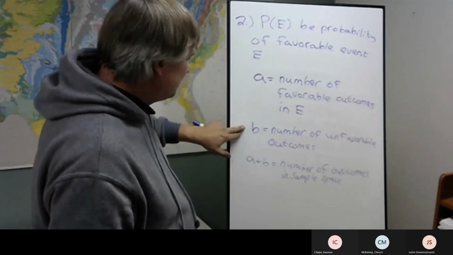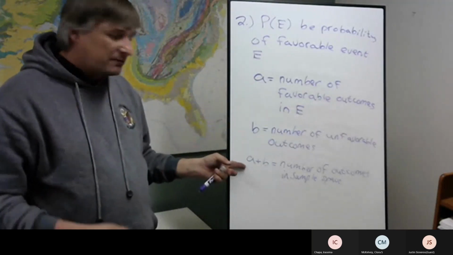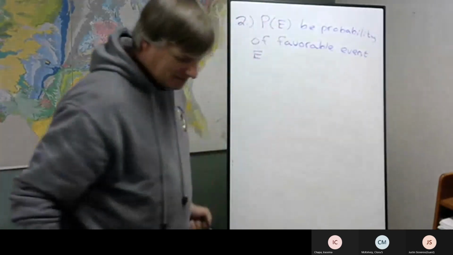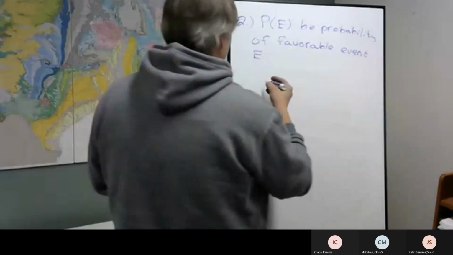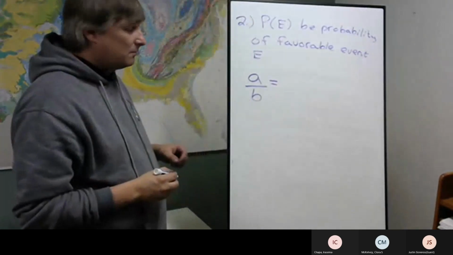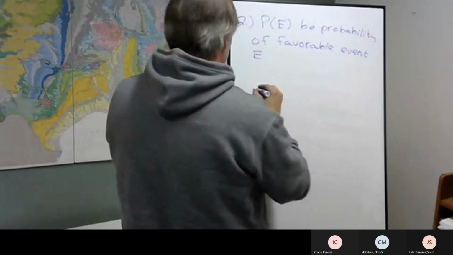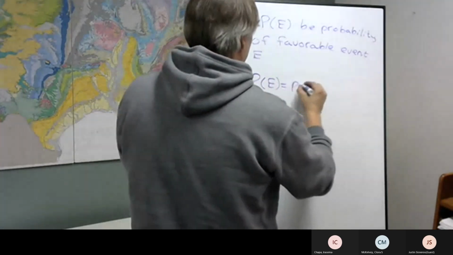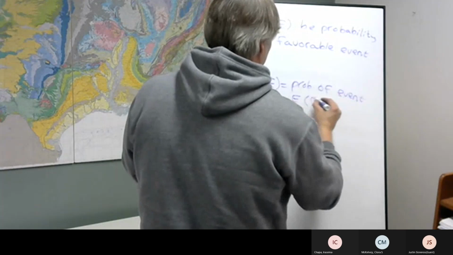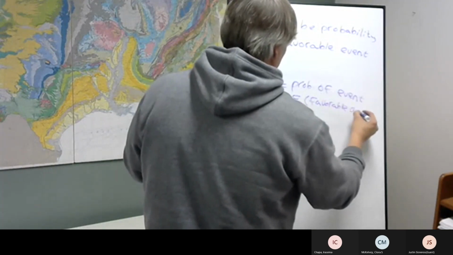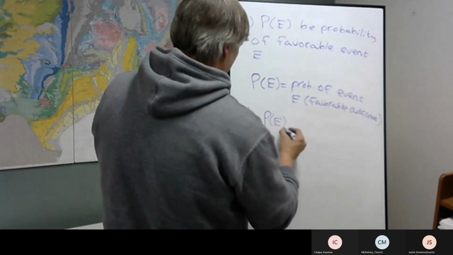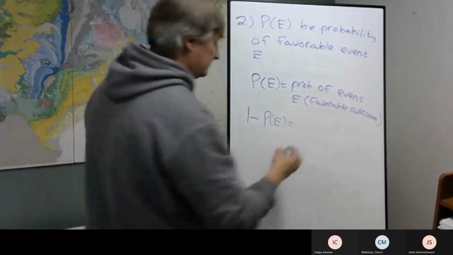So number of favorable outcomes, number of unfavorable outcomes, number of outcomes in the total sample space. So what we're going to do is this. If we take the odds of a favorable event, what we can do, oh, let me make an observation. If P of E is the probability of event E, this is the favorable, then it turns out that 1 minus P of E is the probability of an event that's unfavorable.